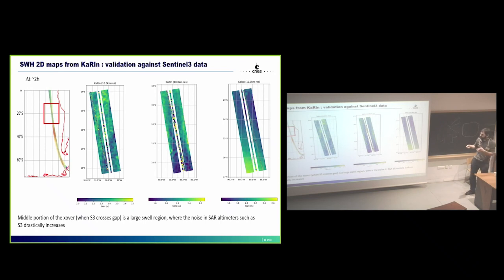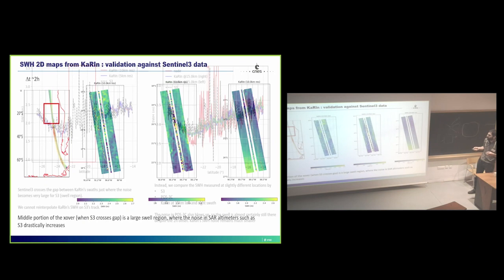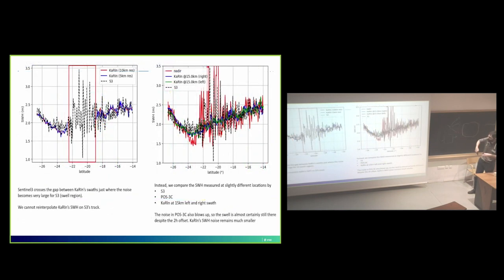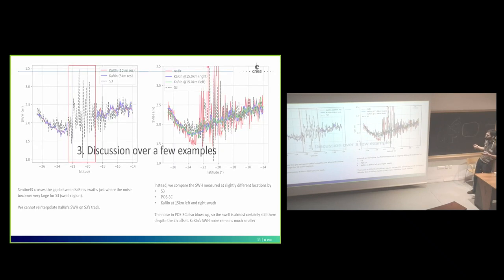In these very large swell regions, we know that the noise in the Sentinel-3 SAR altimeters goes a bit crazy, so I'll switch to this. This is a 1D profile of the comparison. And you can see that there's a region where the noise in the nadir instrument, and also in Sentinel-3, starts going a bit crazy. But the KaRIn profile is really well behaved, and so overall the agreement is very, very good. And it also turns out that KaRIn is behaving pretty well in these high swell regions.